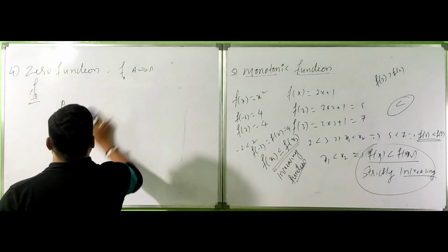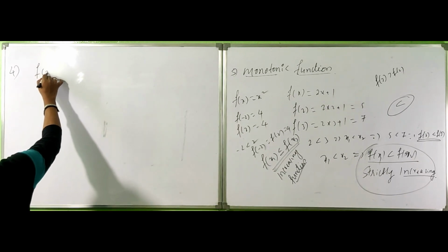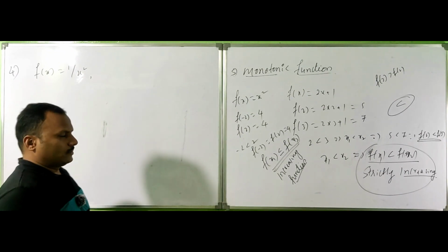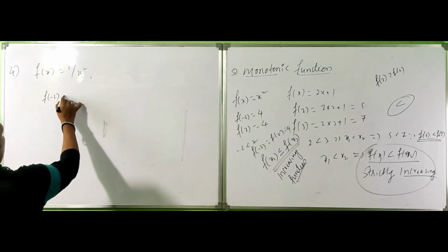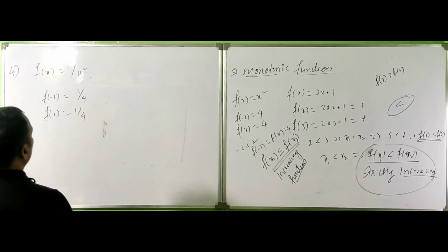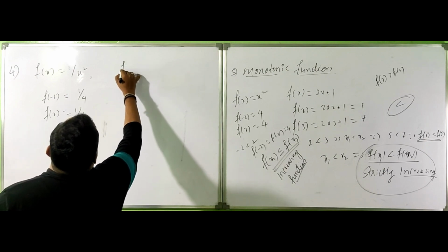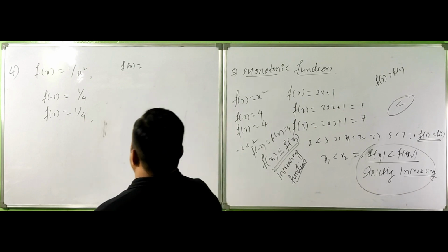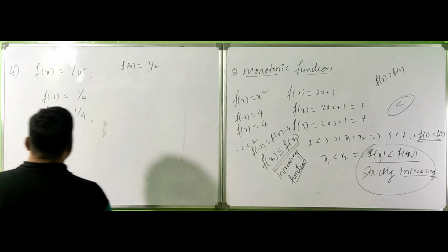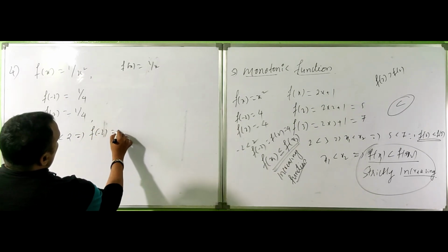Let's see here. Take the example, f of x is equal to 1 by x square. I am taking random values, so you can put the domain condition. So, f of minus 2 is equal to 1 by 4 and f of plus 2 is equal to 1 by 4. Take the example again, f of x is equal to 1 by x. Minus 2 is less than plus 2. This implies that f of minus 2 is equal to f of 2.